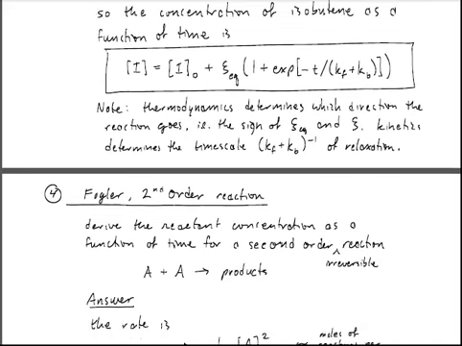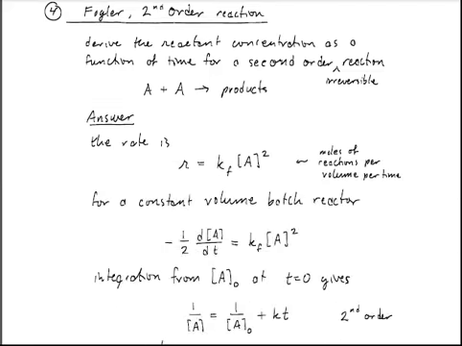So the concentration of isobutene is a function of time. Writing everything back in terms of the actual chemical compositions, isobutene is equal to the initial amount of isobutene plus the equilibrium extent of reaction times this declining exponential. So I think I will stop here and we'll talk about second order reactions next time.